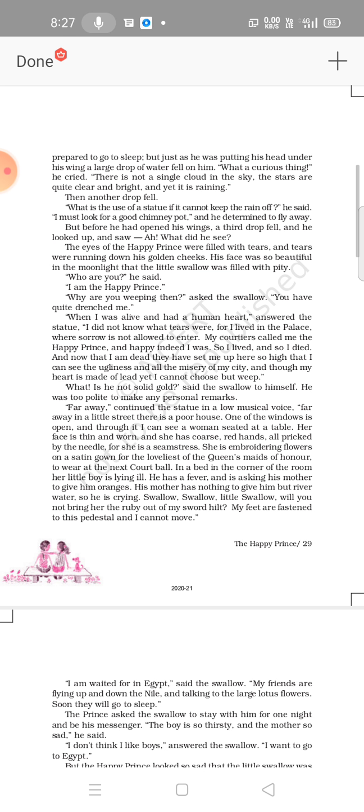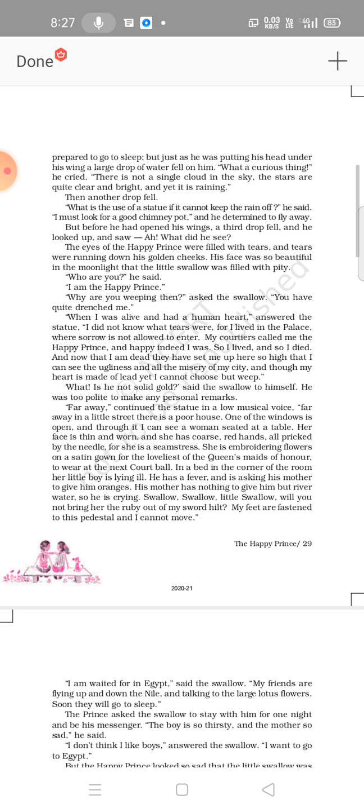Dear children, you can see now, first the swallow and the happy prince helped the seamstress. The second person who was helped by them was the playwright. Now you see the story.